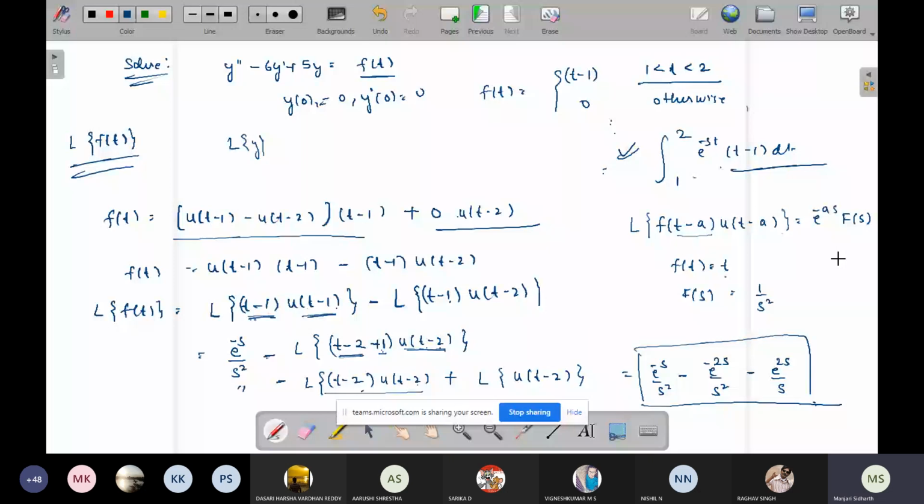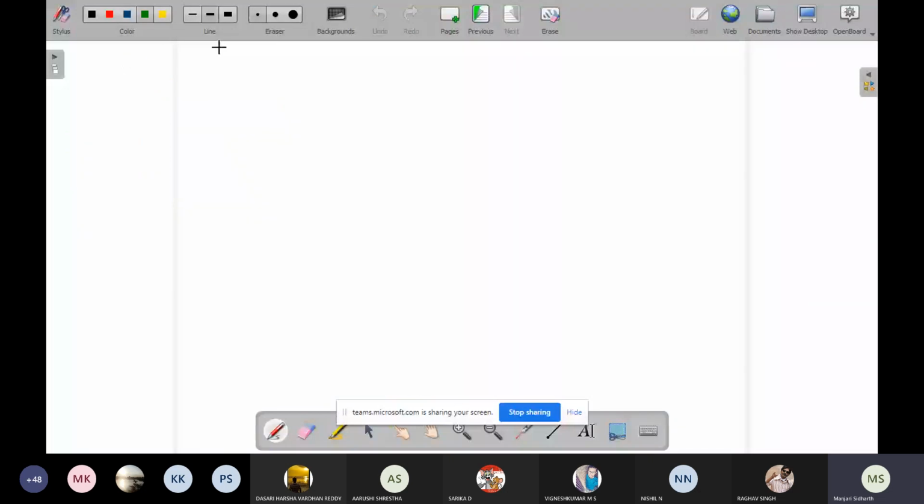So today's main topic is the Dirac delta function. To go directly to the Dirac delta function, we have the unit impulse function, like the unit step function or Heaviside function, now the unit impulse function.